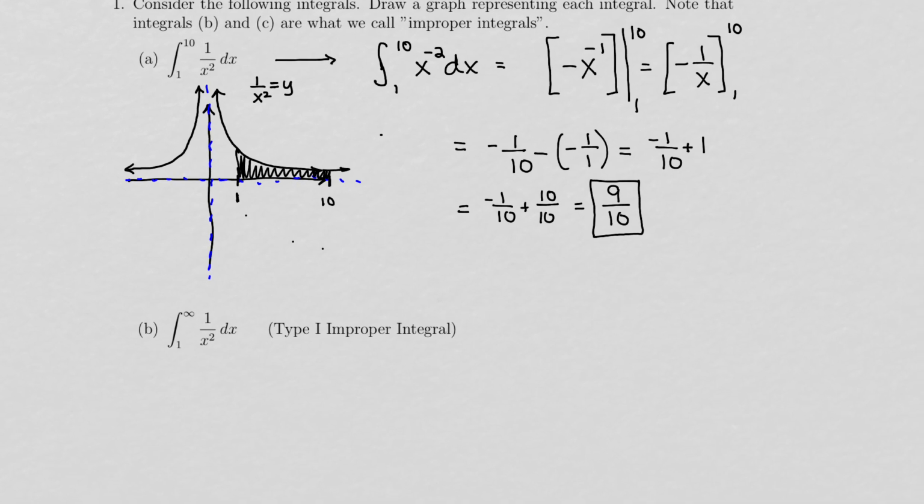What if I was going to draw the picture or look at the second integral? Again, we have our same shape, right? We have asymptotes at the x-axis. We have asymptotes at the y-axis. But if I was to shade or take a picture of this guy, what am I looking at? I'm looking at the area underneath this curve as you go to infinity.